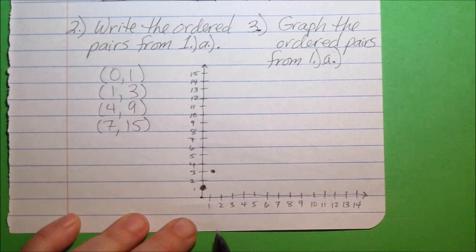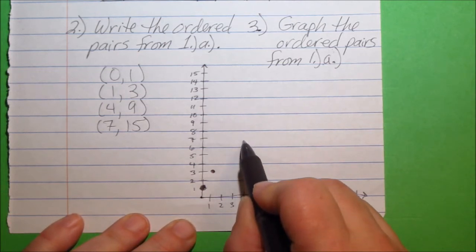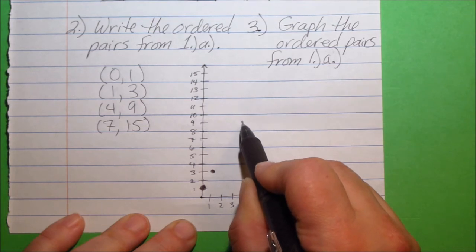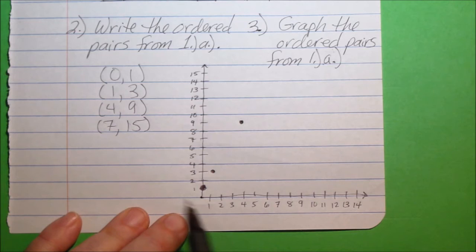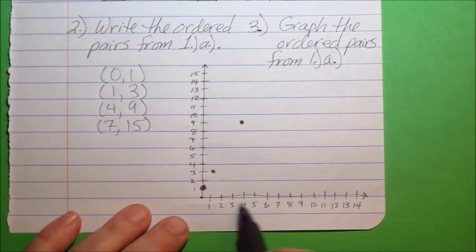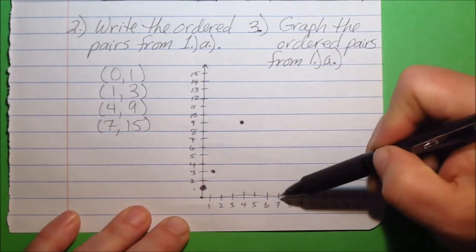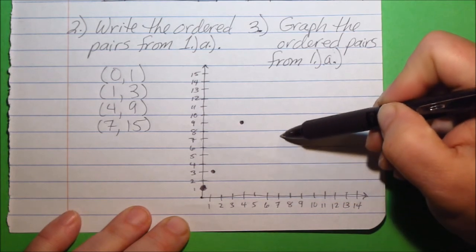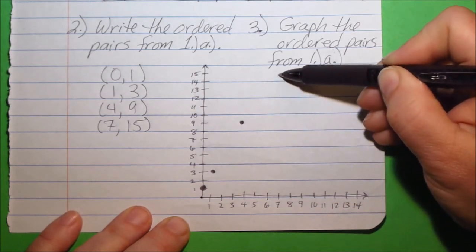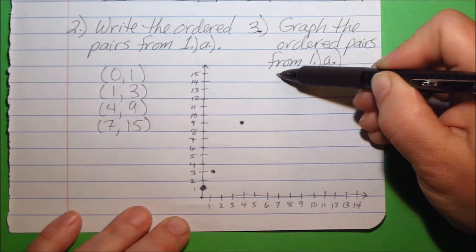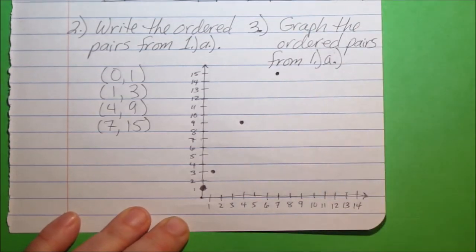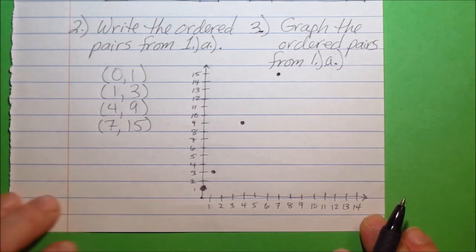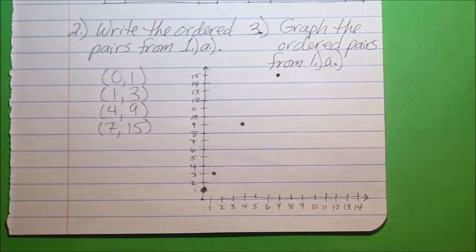Next one is 4 and 9. So where x is 4, I'm going to go all the way up as straight as I possibly can to 9. Okay, that's where that one goes. And 7 and 15. So where x is 7, let's go up all the way to 15 in as straight a line as I can, and it's right in between my lines on the paper, so I'm going to put it right here.